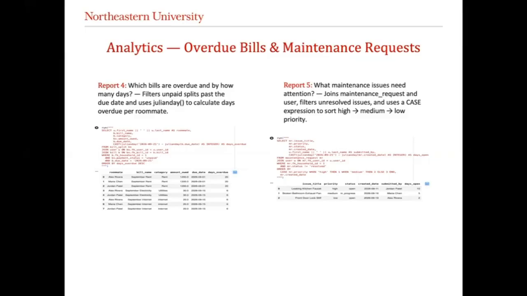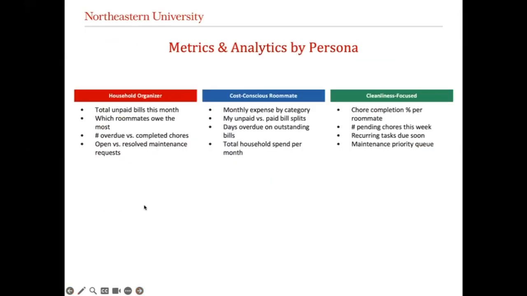Moving on to report 5. Report 5 gives admins a maintenance request overview. It joins maintenance request and user tables, filters out anything already resolved, and uses a case expression to sort by priority. So high priority issues like a leaking kitchen faucet appear first. This is a great example of using SQL logic to replicate real business decision making.